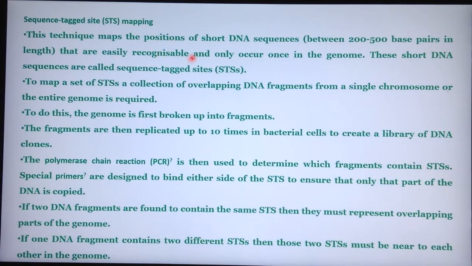So, STS mapping maps the position of short DNA sequences between 200 to 500 base pairs in length, and they have a unique location on the chromosome. To map a set of STS, a collection of overlapping DNA fragments from a single chromosome or the entire genome is required. The genome is first broken into fragments, then it is cloned in bacteria or some other vector, and then it is transformed, then sequenced, and then it is looked at for overlapping DNA sequences.